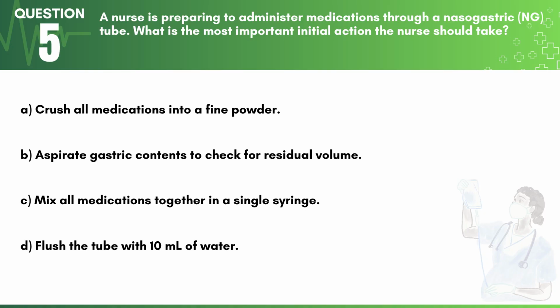Question 5. A nurse is preparing to administer medications through a nasogastric (NG) tube. What is the most important initial action the nurse should take? A. Crush all medications into a fine powder. B. Aspirate gastric contents to check for residual volume. C. Mix all medications together in a single syringe. D. Flush the tube with 10 milliliters of water.